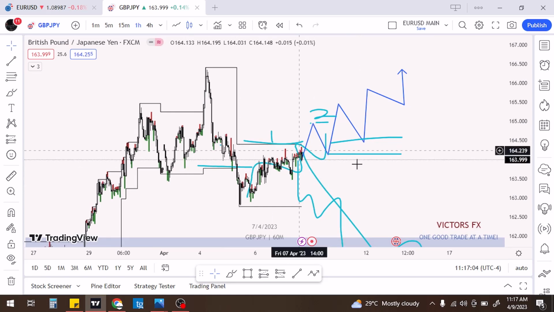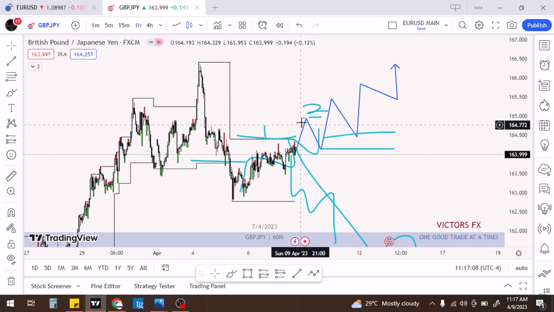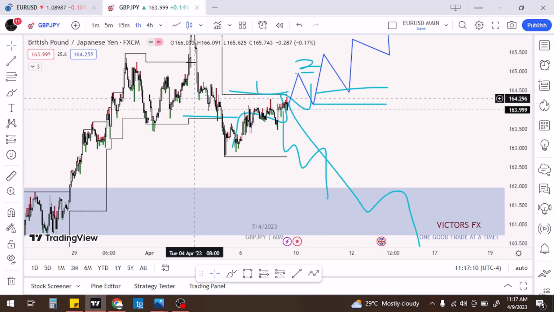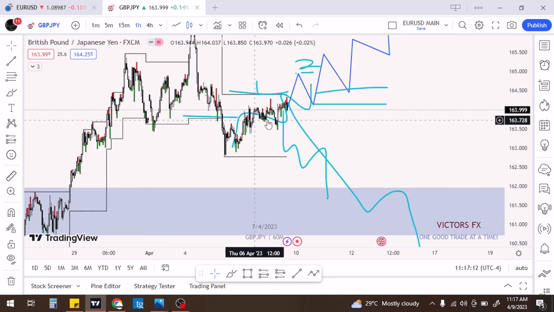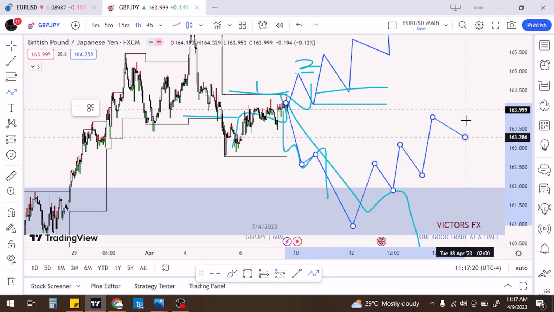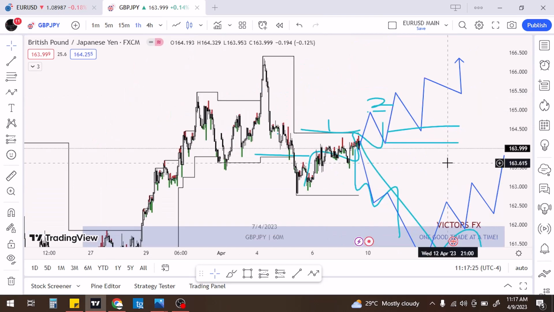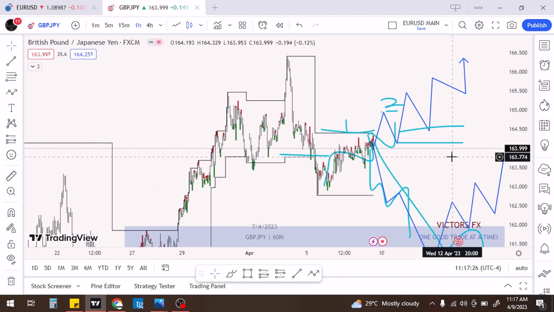So this is GBPJPY in a nutshell. Break lower. We want to see that reaccumulation complete. Else, this distribution here, which is the break high and break low, might take price into this zone before we start seeing accumulation signs for price to go higher. So on the lower time frames, you have to be a lot more careful and a lot more observant.